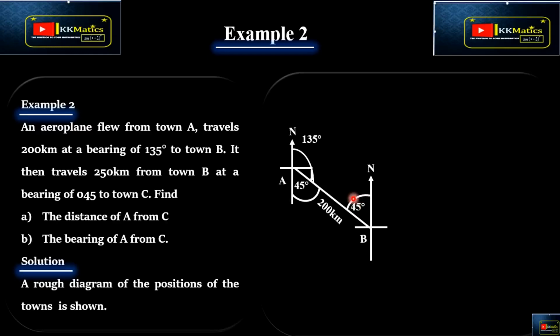So that being said, we can then go ahead to talk about the second statement here, which is that it then travels 250 kilometers from town B at the bearing of 045 degrees to town C. So 045 degrees lies in the first quadrant, and that would be this side. So we draw a line, and that's 250 kilometers. And you see that 45 degrees plus 45 degrees gives us 90, which then turns this triangle into a right angle triangle. So therefore, we can make use of Pythagoras theorem.